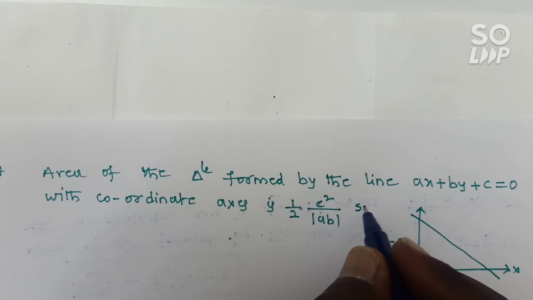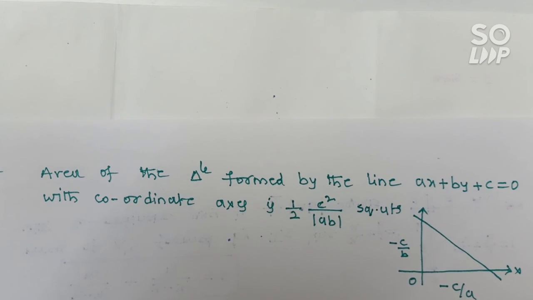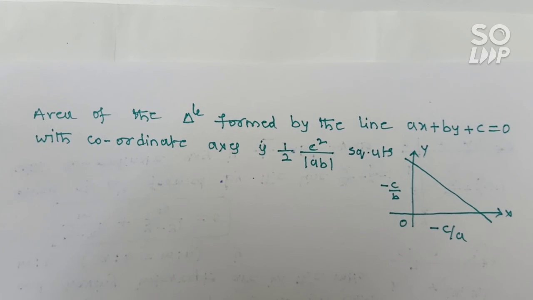So square units. This is the area of the triangle formed by the line ax plus by plus c is equal to 0 with the coordinate axis. Okay, right. Next we see this one.